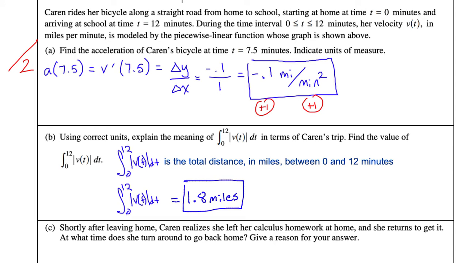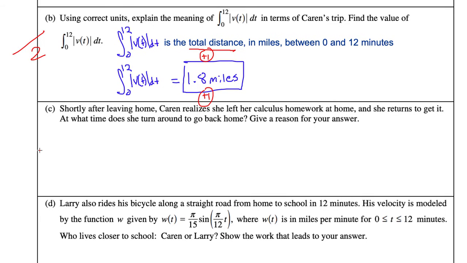How to score yourself. If you said the meaning of the integral, mainly that you have the total distance, you get +1. You don't actually get points for the unit, so just say total distance. And if you've got 1.8, +1. Units on this one, they don't give you points, but it's just a good idea to always put units. So again, part B was out of 2 points. Score yourself, write down a number, and we are on to part C.